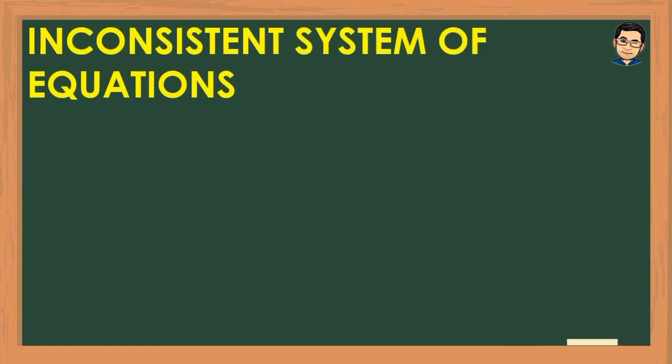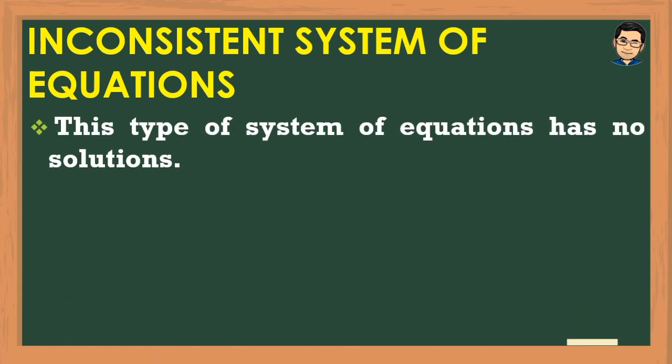So the last system of equations is inconsistent system of equations. So if we have systems of equations na consistent, meron din pong inconsistent. Ibig sabihin po ng prefix na in, not. Okay? This type of systems of equations has no solutions. So wala pong solutions. Ibig sabihin, walang particular ordered pair xy na magsasatisfy sa both equations.